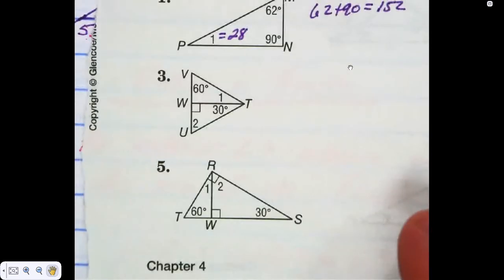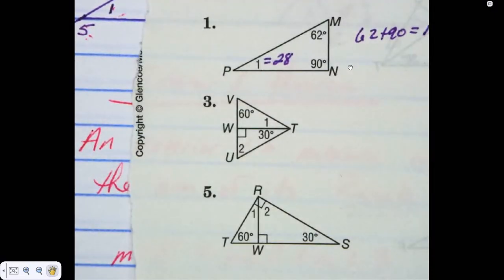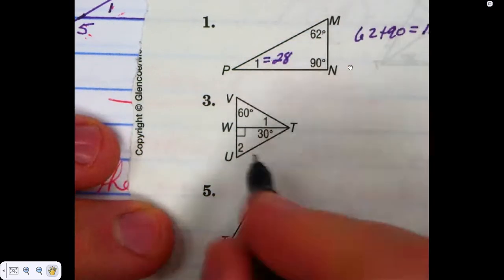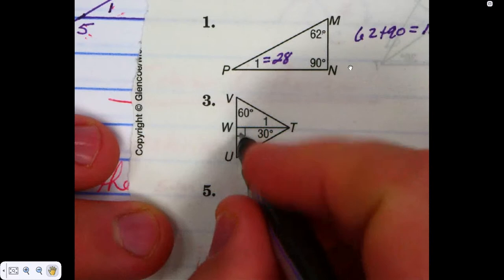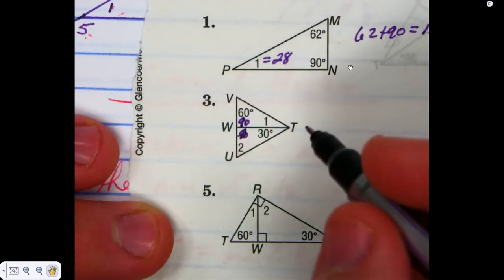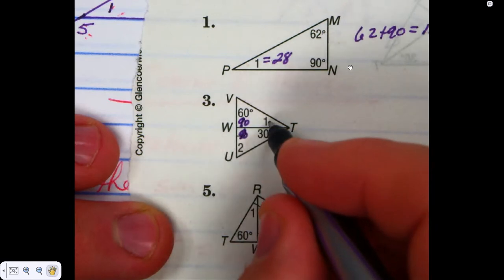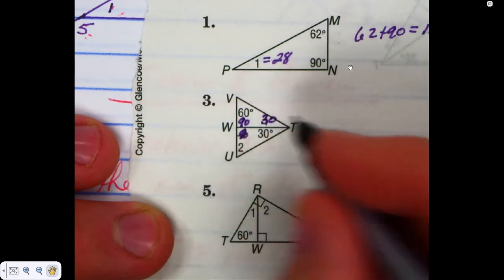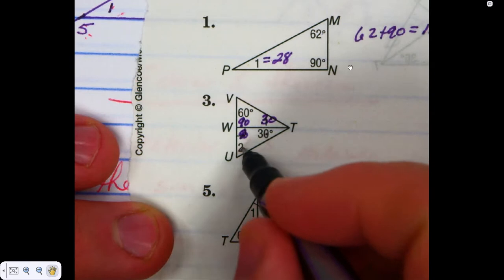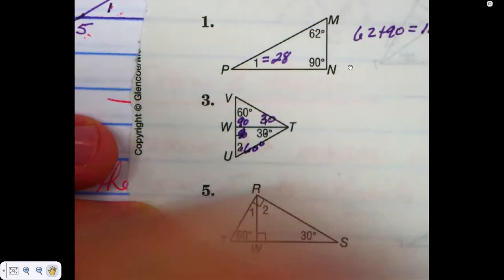Now, this one, they're trying to confuse you. How many triangles are there right there? Can you guys tell me? There's three, actually. There's the whole big one, and then there's the two created by this line right here. And here's the deal, you know that this one's 90. Well, if this is 90 and this is 60, what's that got to be? 30. Well, if this is 90 and this is 30, what's that got to be? 60. Not so bad, is it?